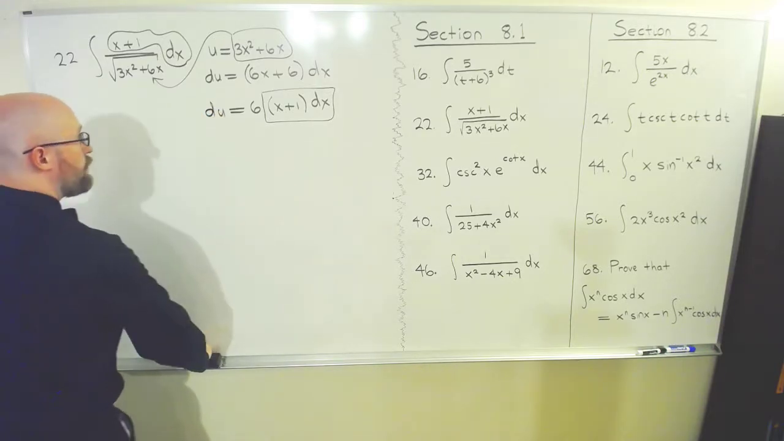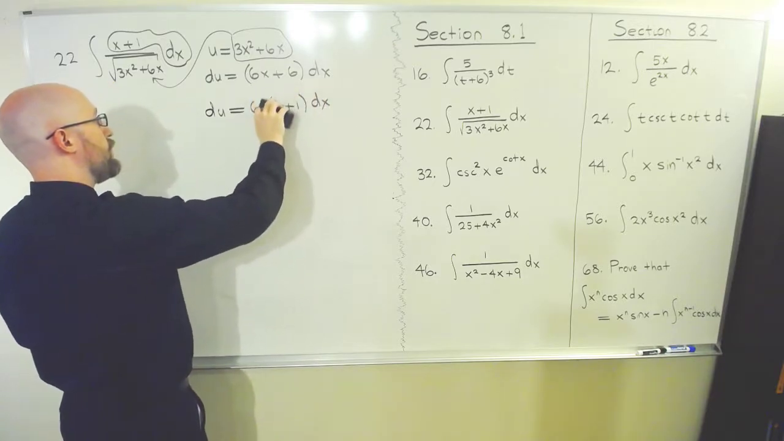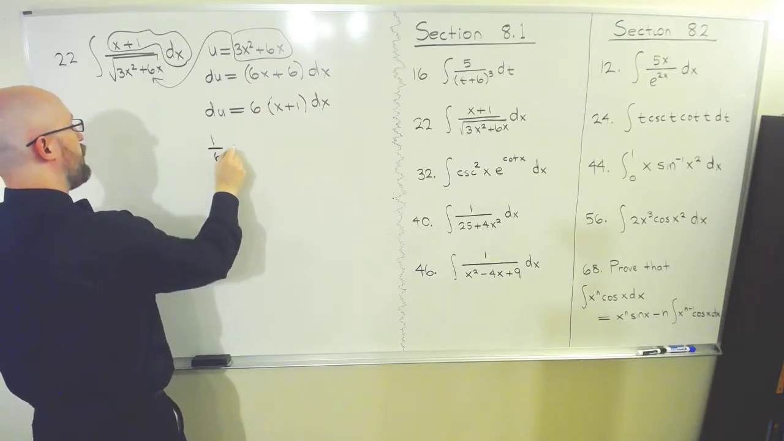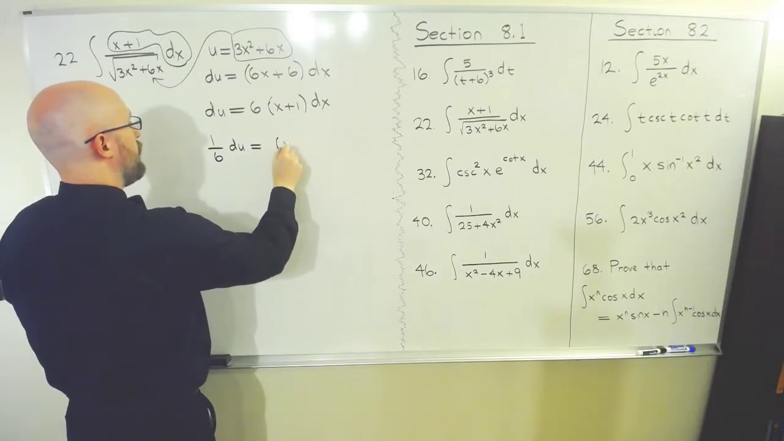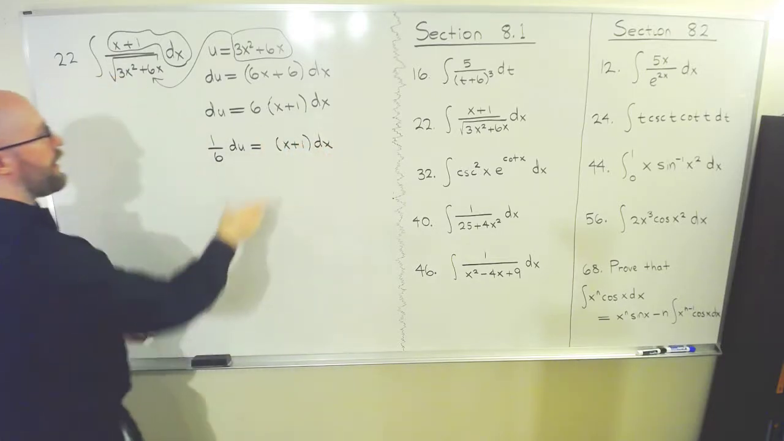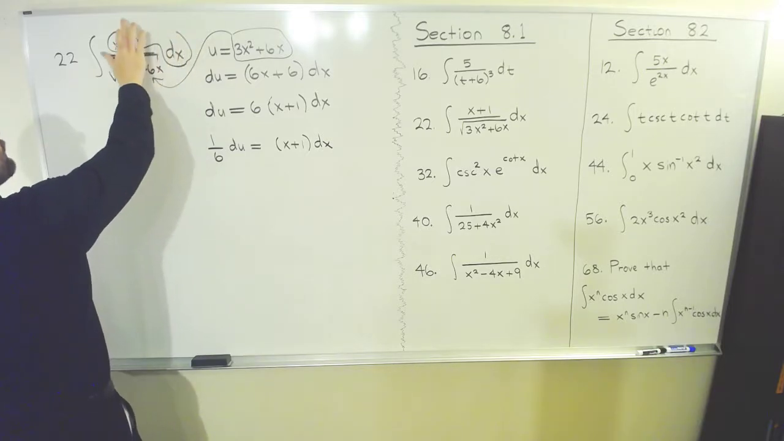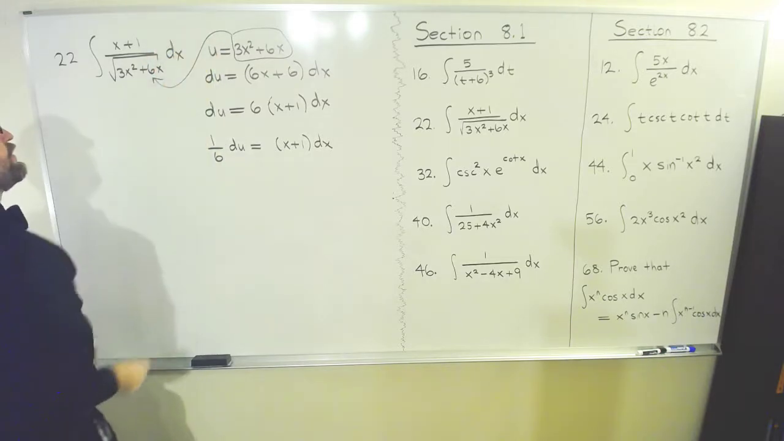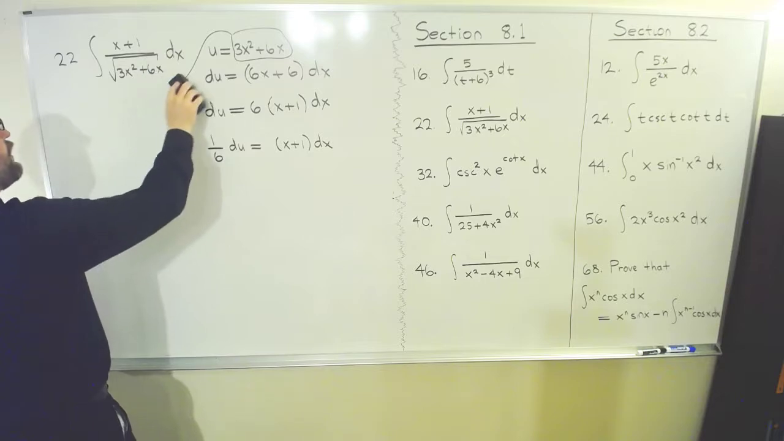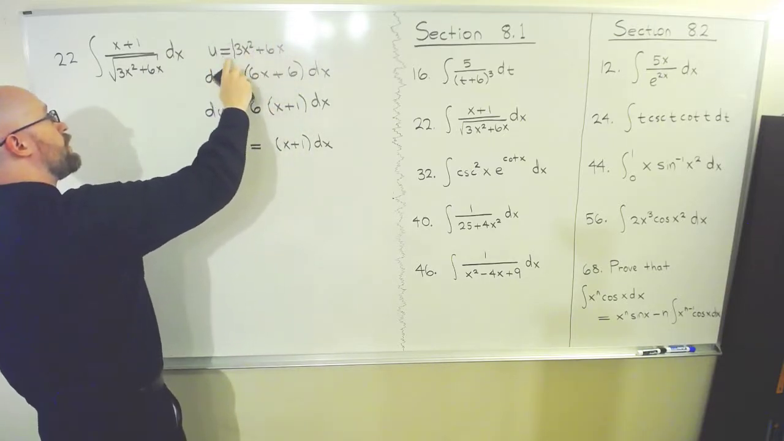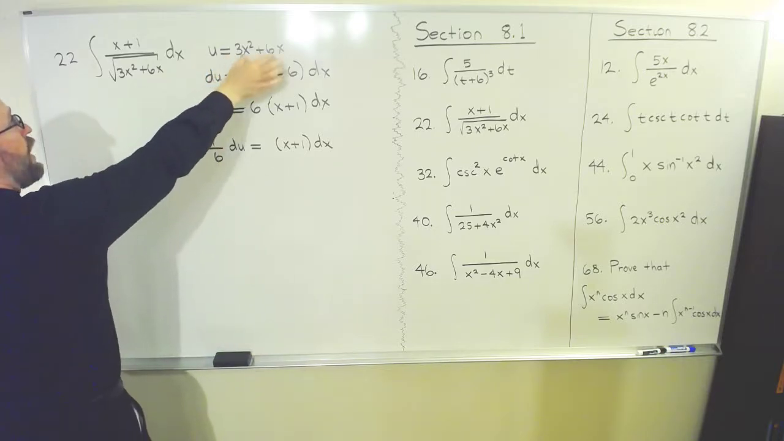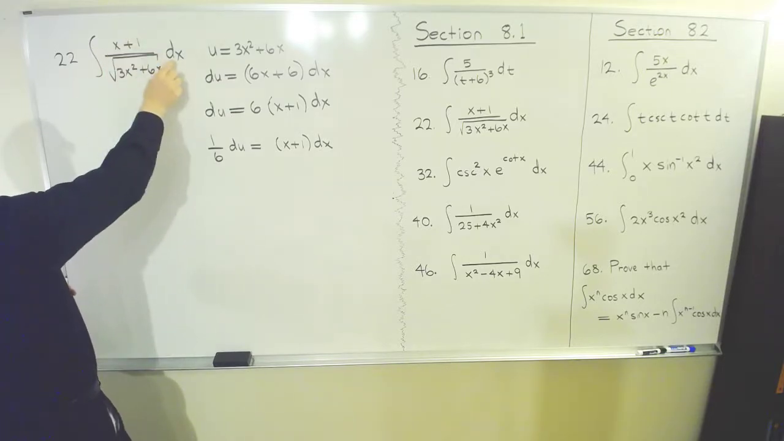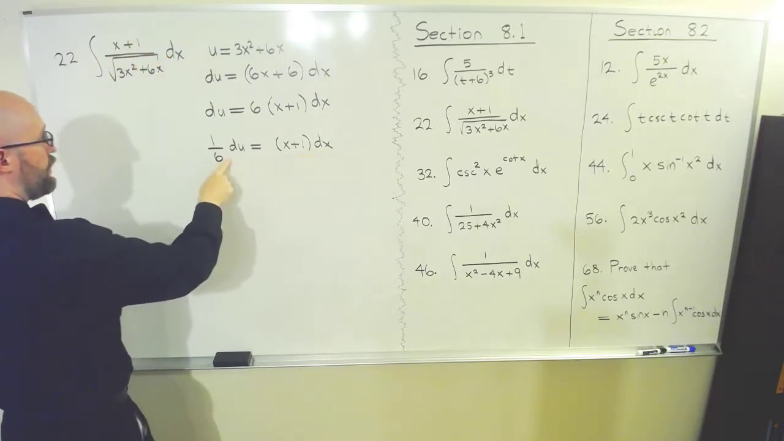Now, it would probably even be useful, if I wanted to go into excruciating detail, to write another step. I can write 1/6 du equals x plus 1 dx, because then I have exactly what I have in the integral here, and I can substitute it in precisely without having any additional factors. So now I have two things. I have this expression, which is what appears under the radical there. I can put the u in for that. I have this expression, x plus 1 dx, in the numerator, and I can put this in for that.